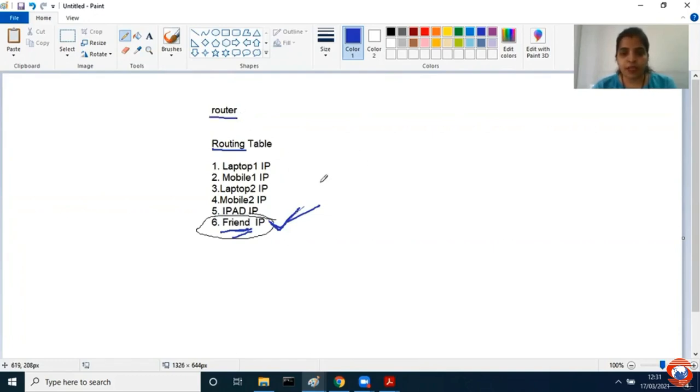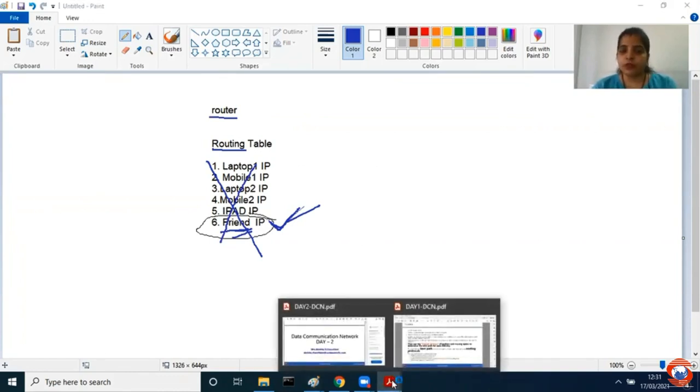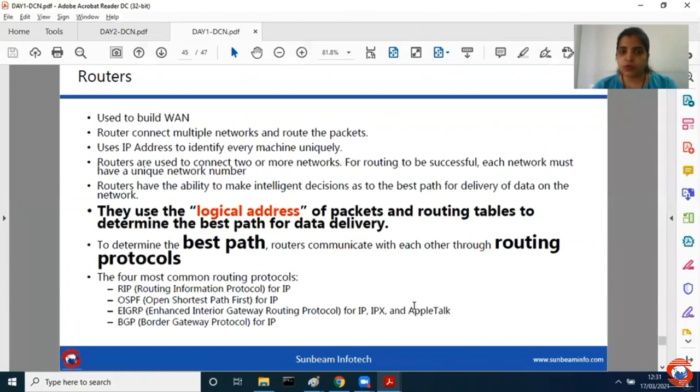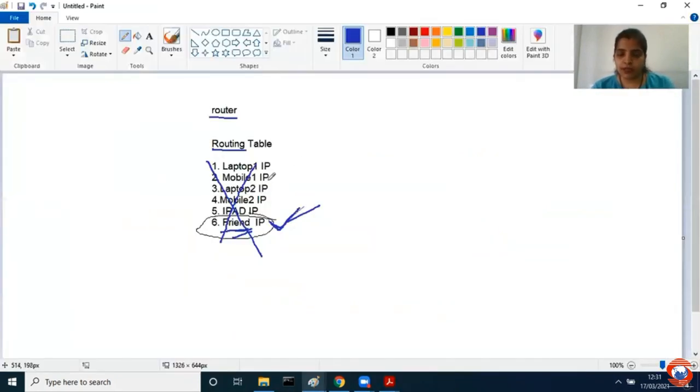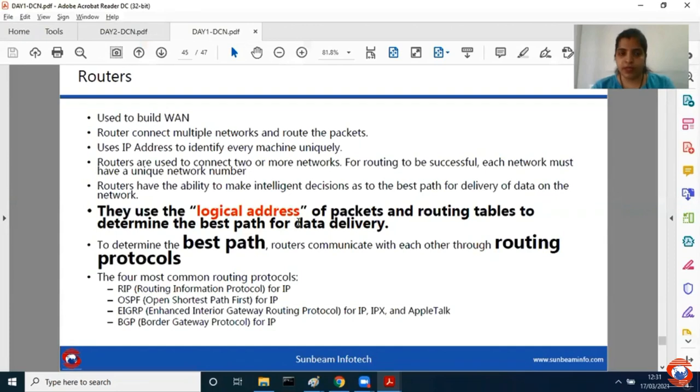Have you understood, everyone? When you reset the router, what happens? This routing table gets emptied, right? And that's the reason it may ask you for the password the next time. So a router is basically a device which is used to connect multiple devices and is used for home networks. They use logical addressing. Logical addressing means it will give you an IP address. IP is called logical addressing.